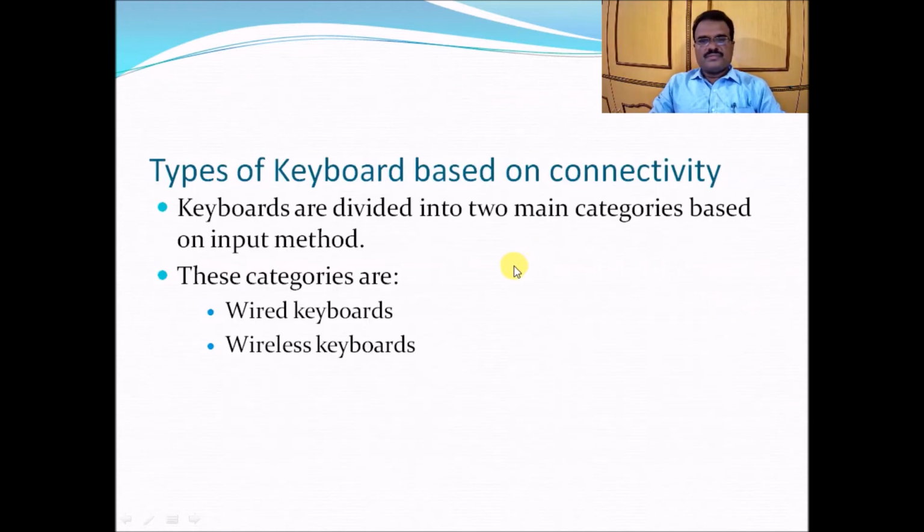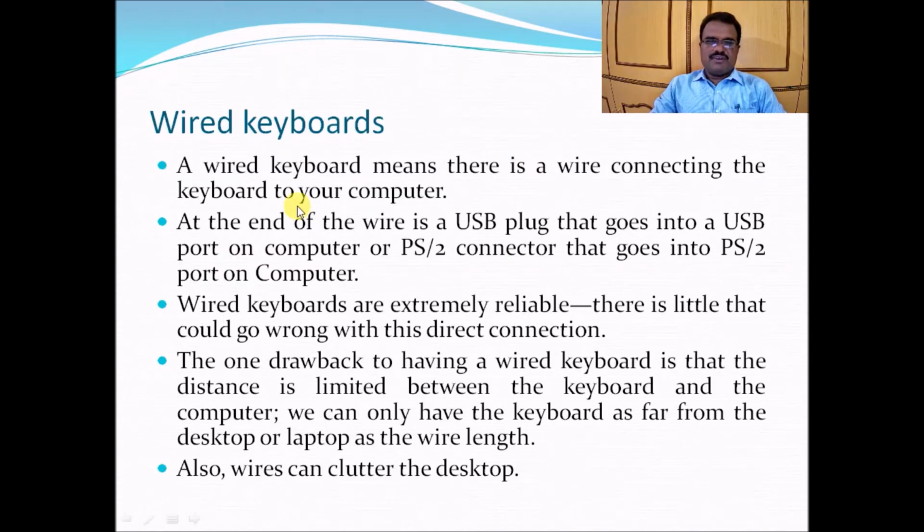So there are two types of keyboards based on the connectivity. Keyboards are divided into two main categories: wired keyboards and wireless keyboards. So wired keyboards. A wired keyboard means there is a wire connecting the keyboard to the computer. At the end of the wire is a USB plug that goes into a USB port on the computer, or a PS2 connector that goes into a PS2 port on the computer.